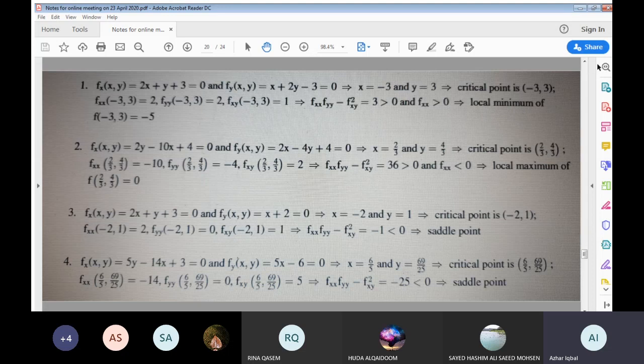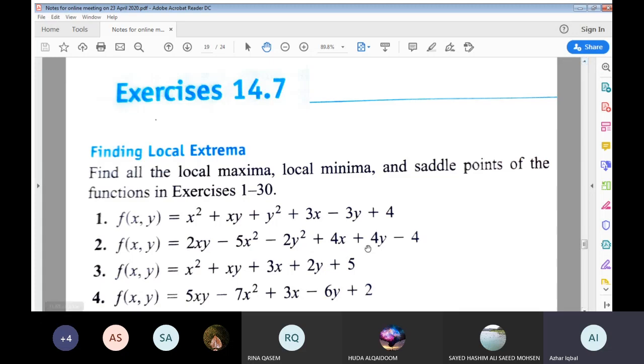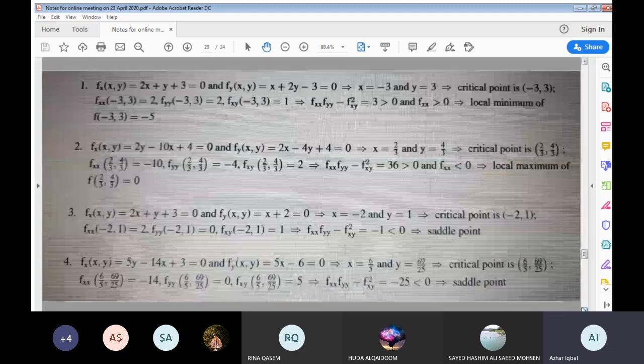Likewise, you can follow for the other questions. So this one is another function of 2 variables. You follow the same steps and it comes out to be a local maximum at this point. And likewise for questions 3 and 4. The functions are different, but the procedure is essentially the same.